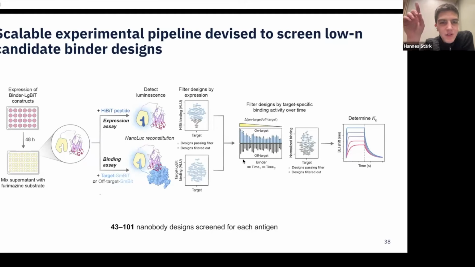Could you also attach the large bit to the native binder instead, and then see if your binder displaces the native binder? Yeah, competition. We did do some competition assays. We actually didn't include that data in the manuscript, and we don't have it here, but we were using that approach.